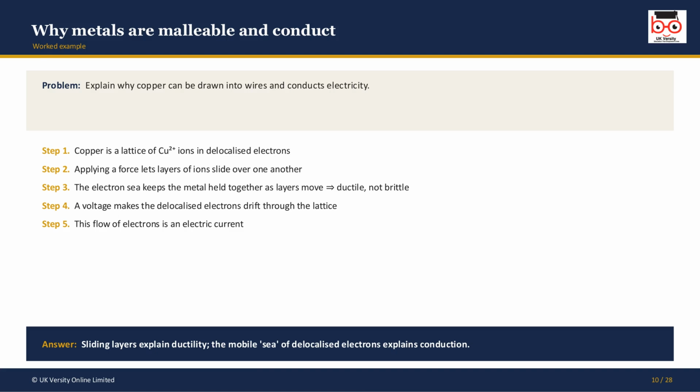Let's explain why copper can be drawn into wires and conducts electricity. Copper is a lattice of copper ions surrounded by delocalized electrons. When you apply a force, layers of ions slide over one another, and the electron sea keeps the metal held together as they move, so it's ductile rather than brittle. Apply a voltage, and those delocalized electrons drift through the lattice. That drift of electrons is precisely an electric current. So sliding layers explain the ductility, and the mobile sea of electrons explains the conduction.